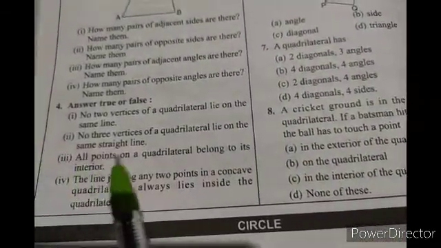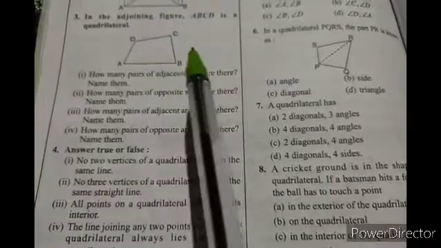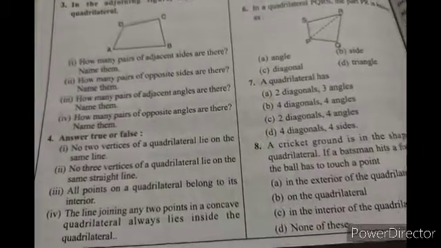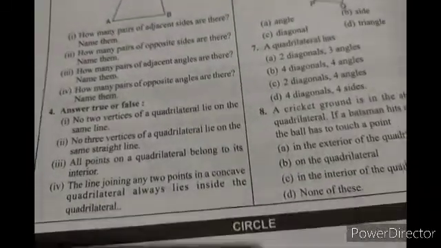Question number 3. All points on a quadrilateral belong to its interior. It is also false, because which part is the interior? This inside part only. This is the boundary of the quadrilateral. The boundary is formed by the 4 sides of the quadrilateral, and the inside part is called the interior. All points on a quadrilateral belong to its interior? No, it is false, because its vertices A, B, C, D lie on its boundary, not the interior.